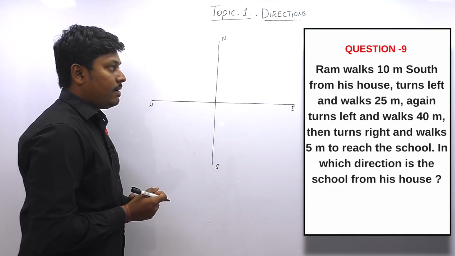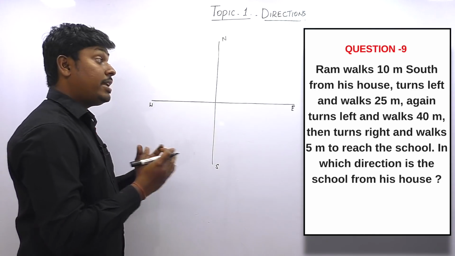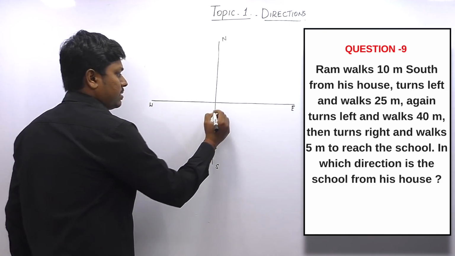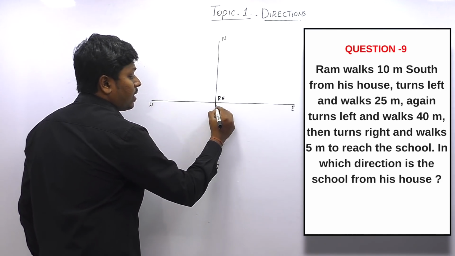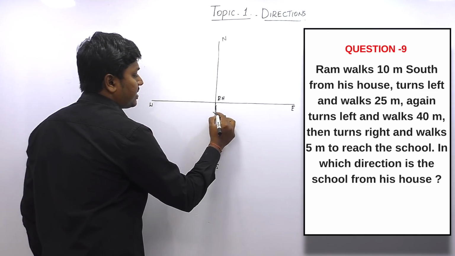Question number 9. Ram walks 10 meters towards south from his house. So let me fix Ram's house here. From this point, Ram is walking 10 meters towards the southern direction.